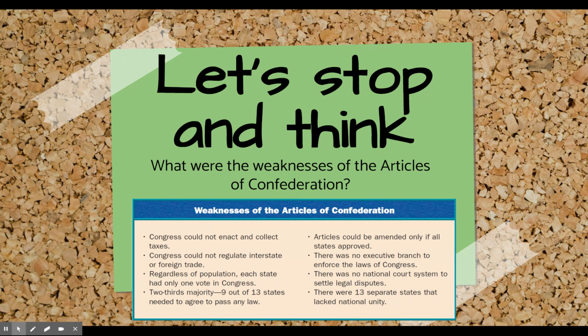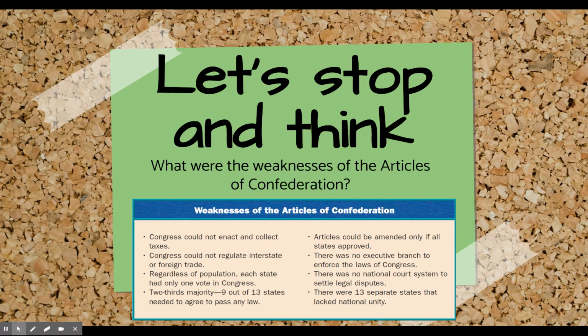So let's stop and think. What were the weaknesses of the Articles of Confederation? The Articles of Confederation is our first constitution. It is in place for about 6 years before the Continental Congress realizes we need to make some changes. Some of the major weaknesses: Congress could not enact or collect taxes. If you can't collect taxes, how are you going to pay for your army? How are you going to pay for road development, for anything that the country wants to do?